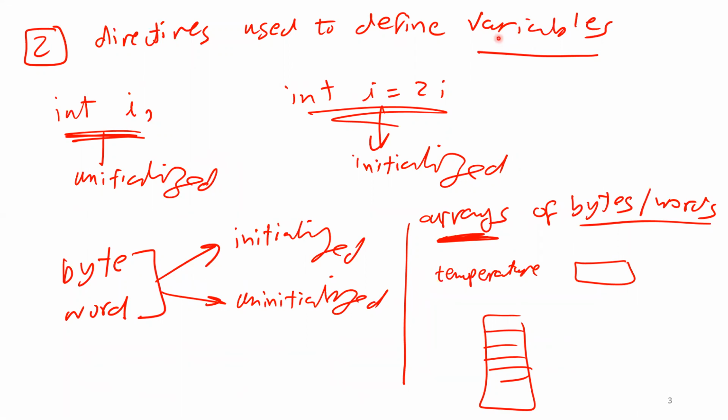Number 2. Directives are also used to define variables, like what you did in C language, right? Also, you can define variables here, okay? Just remember in C language, when you wrote integer I is equal to 2, here you define a variable called I, and the type of this variable is integer. And when you only declare integer I, the variable is uninitialized, there is no initial value. When I say integer I is equal to 2, you define a variable I that is an integer and initialized with 2, okay?